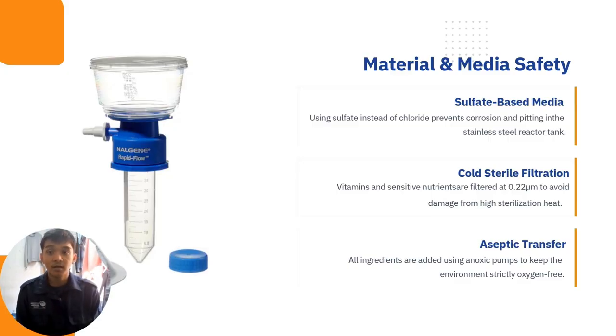While the core inorganic nutrients are sterilized directly inside the tank during the steam cycle, the vital organic vitamins and reducing agent are heat labile and would be destroyed by the extreme heat. To preserve their biochemical activity, these sensitive components undergo cold sterile filtration through a 0.22 micrometer membrane filter. They are then anoxically pumped into the pre-cooled vessel under positive gas pressure, establishing the strictly oxygen-free environment needed before inoculation.